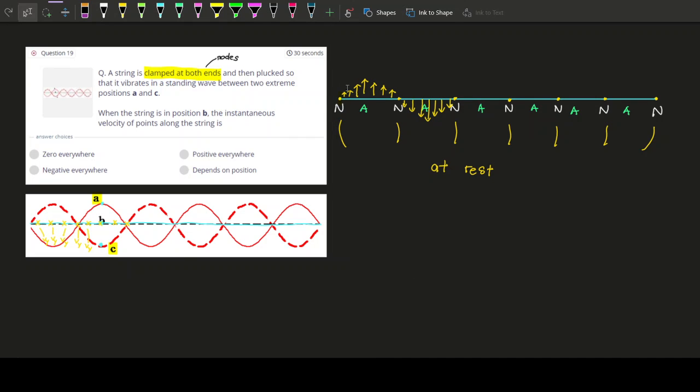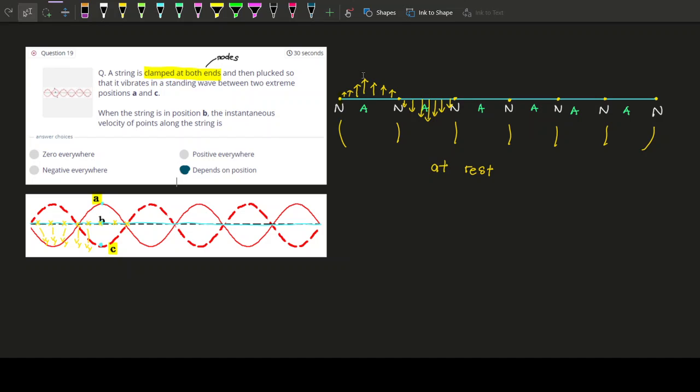So as I've drawn here, all of them will have different instantaneous velocity. The answer is that the instantaneous velocity depends on the position. If you are nearer to the antinode, you have greater instantaneous velocity. Now all of them are at the equilibrium position. If you remember from SHM, the velocity at the equilibrium is maximum. So all of them are at their maximum velocity.